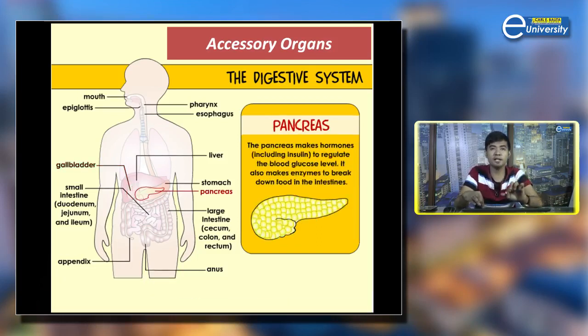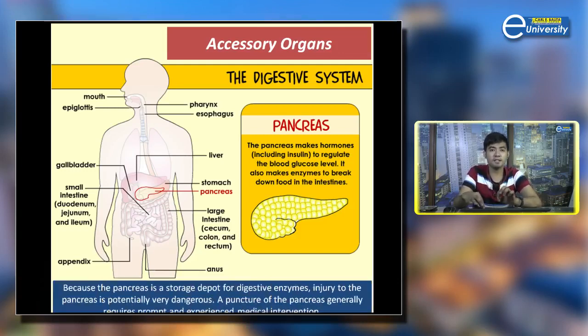So next, another important accessory organ is the pancreas. The pancreas makes hormones, including insulin, to regulate blood glucose level. It also makes enzymes to break down food in the intestine. The pancreas is also responsible for secreting glucagon. The main purpose of insulin is to lower the blood sugar level of our body, while the purpose of glucagon is to increase the blood sugar level of our body. So the function of the pancreas is to control or maintain the blood glucose level in our blood.